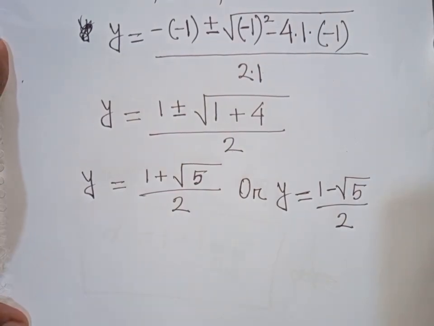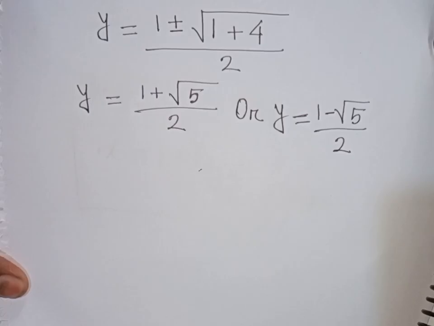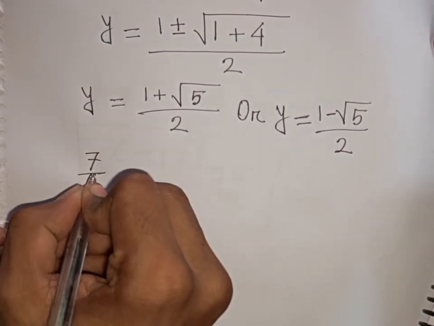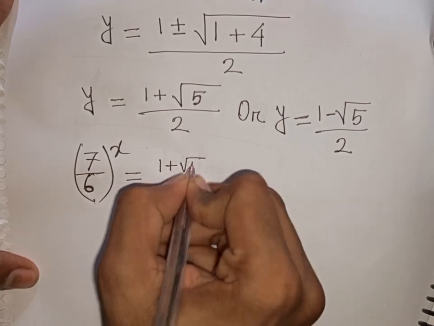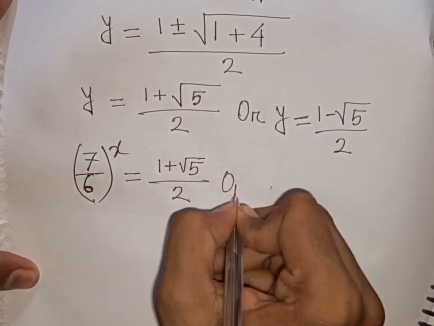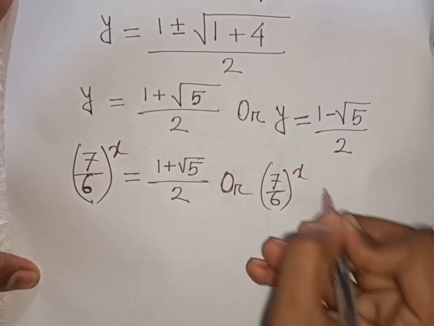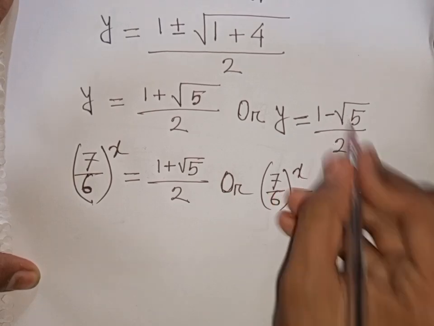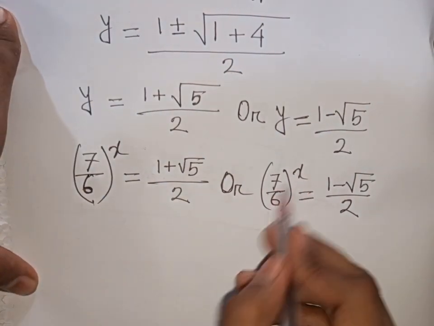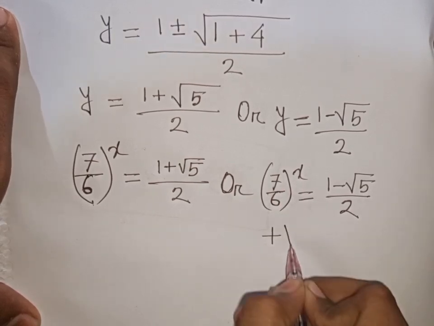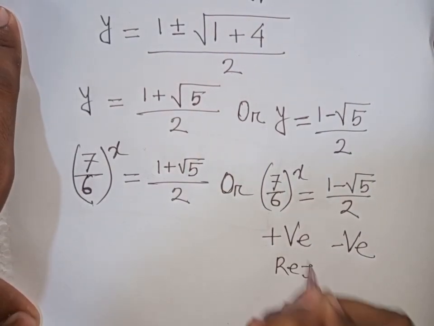But remember that y means 7 over 6 bracket power x. So y, that means 7 over 6 bracket power x, is equal to 1 plus square root of 5 divided by 2, or 7 over 6 bracket power x is equal to 1 minus square root of 5 divided by 2. Now attention here, 7 over 6 bracket power any number is always positive, but 1 minus square root of 5 divided by 2 must be negative, so positive cannot be equal to negative, so this is rejected.